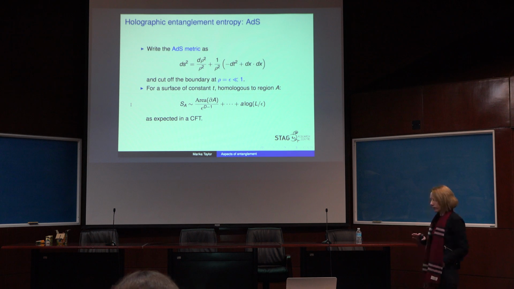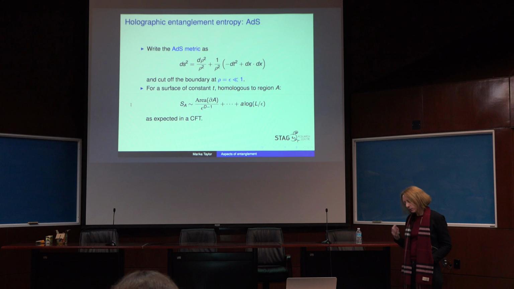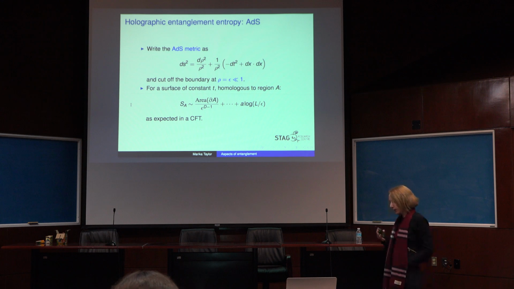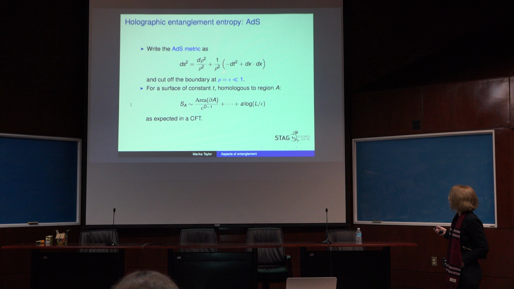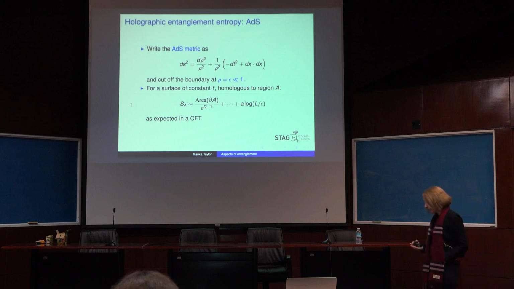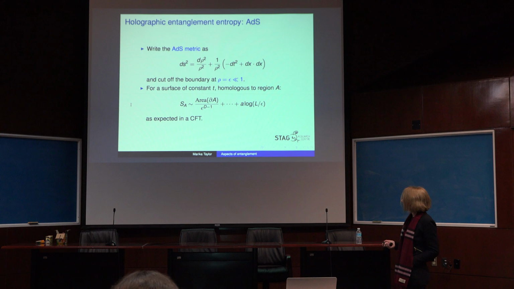So let's just check that this prescription will actually reproduce the known behavior of entanglement entropy in a conformal field theory. So just as I did the other day, it's useful to write the anti-de Sitter metric in so-called Poincare coordinates. And we know we're going to have to introduce a regulator. And the natural regulator is just to cut off the boundary at, instead of taking it to rho equals 0, to set rho equals epsilon, where epsilon is much less than 1.